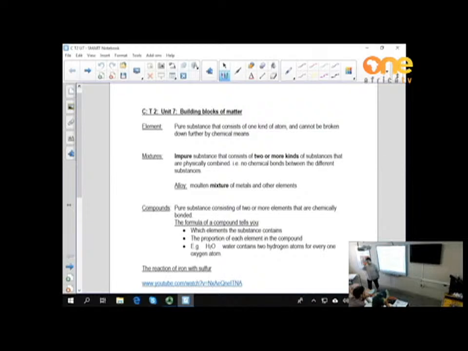Now, when we did the kinetic theory, the first thing on that theory tells us all matter consists of particles. Now, what we are going to have a look at in this module is what are these particles? Depending on what we have, we know we get different types of bonds. You've done covalent bonding and you've done ionic bonding. Another one that we will be doing soon is metallic bonding. But depending on the type of bonding, it depends on what particles make up the substance.